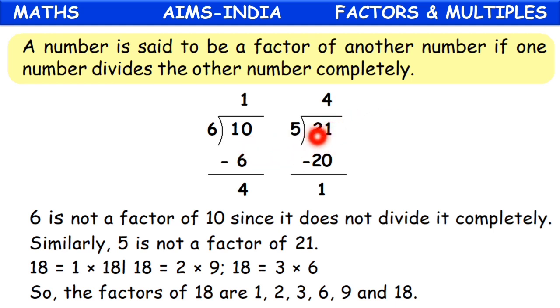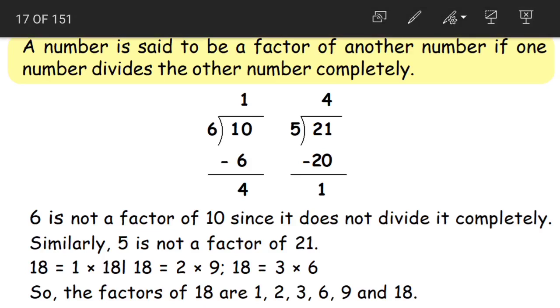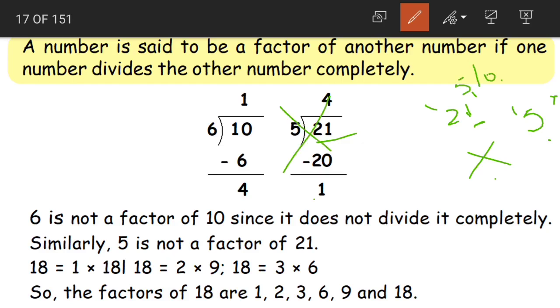Now coming to 21 divided by 5. We have 5 fours are 20, and when we subtract, 1 is our remainder. Again, 21 is not completely divisible by 5. So 5 is not a factor of 21. See, if we apply the divisibility rule here, we have the number 21. We have to check whether it is divisible by 5. If you look at the ones place, it has 1. Is it divisible by 5? No. It should have either 5 or 0 in the ones place. So even without division, we can say that 5 is not a factor of 21.